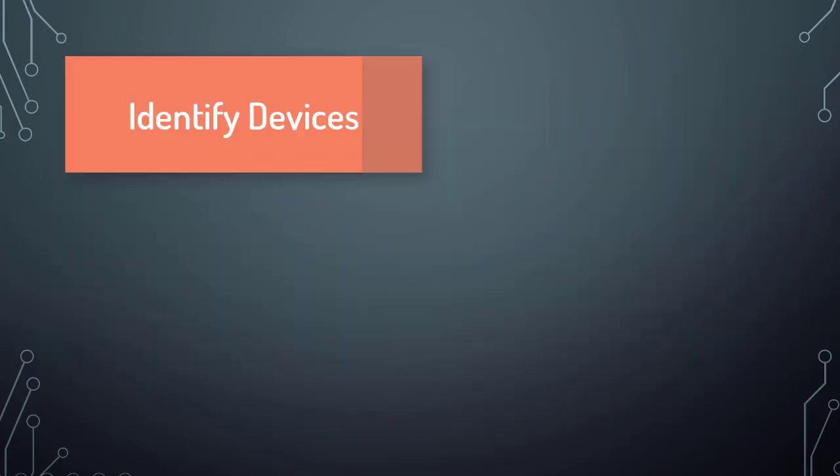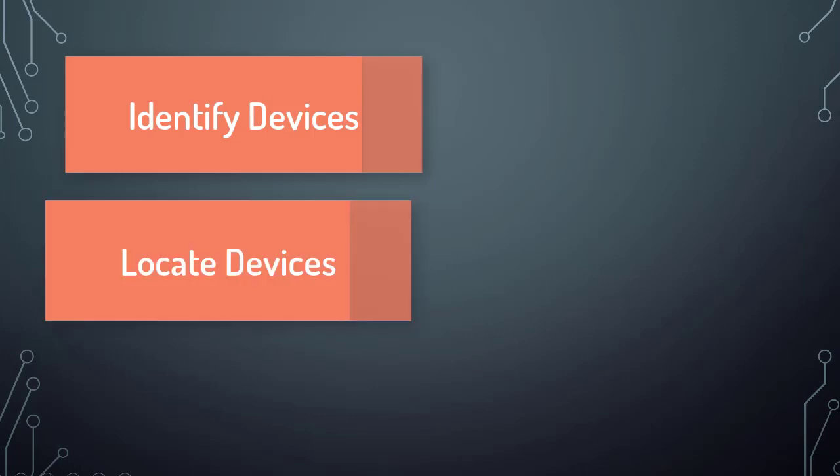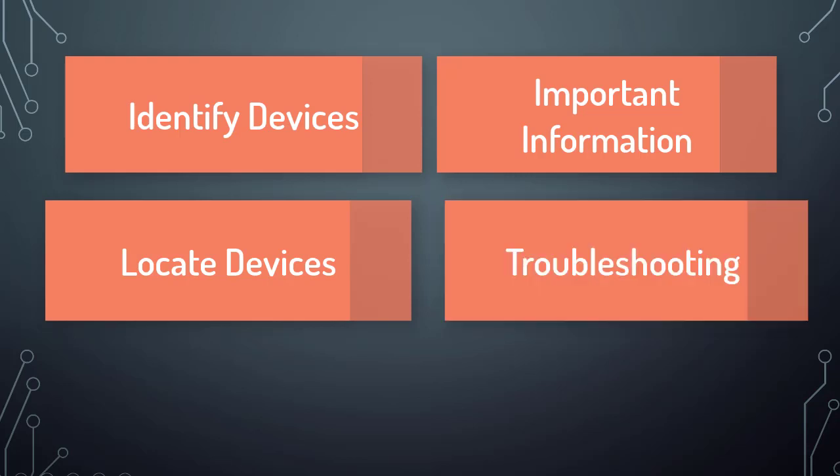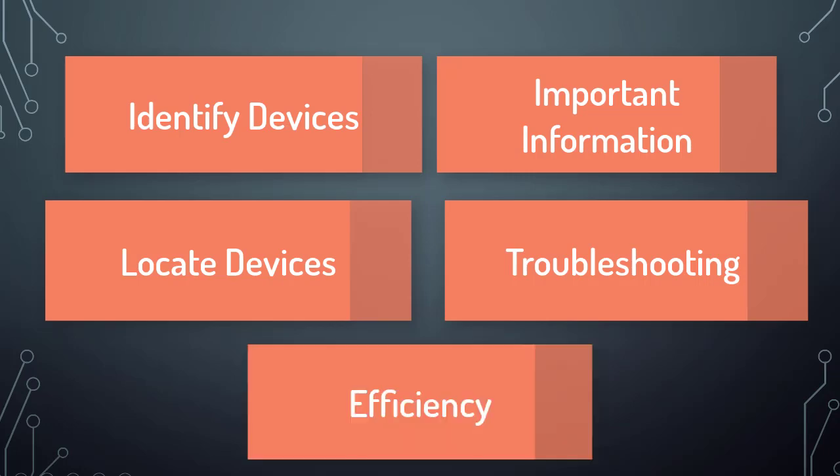In summary, field device labels help us to identify devices and locate the device either in the MCC, PLC, or the control panel. These labels also give important information about the device such as motor horsepower or current limits. Another main utility of these tags is to aid in troubleshooting. Through the use of field device tags, we can operate within the plant more efficiently.